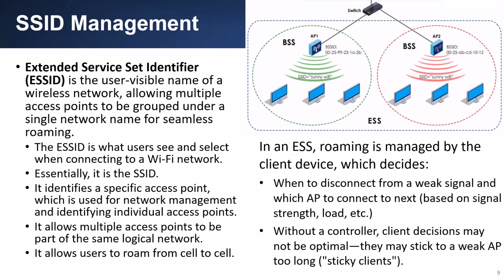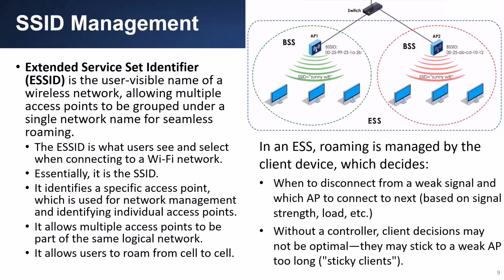Extended Service Set Identifier, or ESSID, is the user-visible name of the wireless network, allowing multiple access points to be grouped under a single network name for seamless roaming. The ESSID is what users see and select when connecting to a Wi-Fi network. Essentially, it is the SSID. It identifies the specific access point, which is used for network management and identifying individual access point. It allows multiple access points to be part of the same logical network. It allows users to roam from cell to cell.